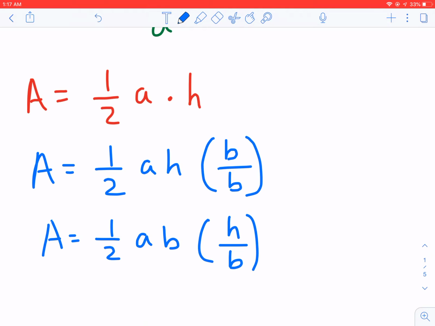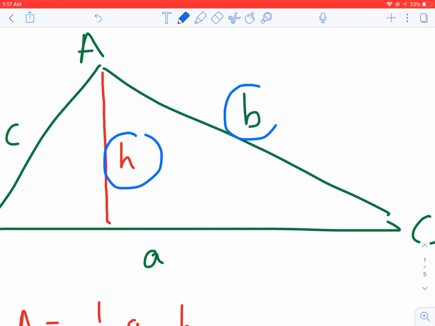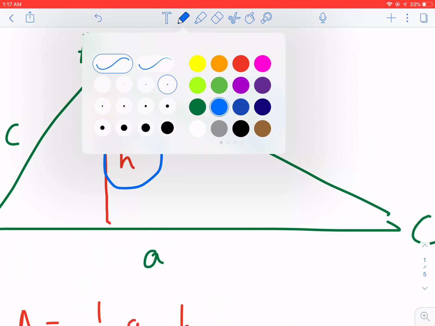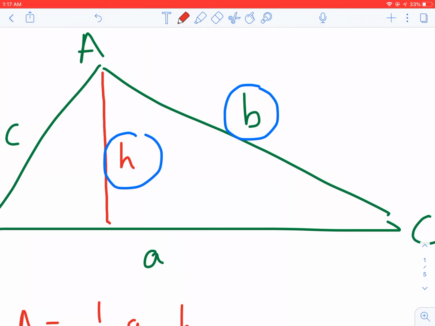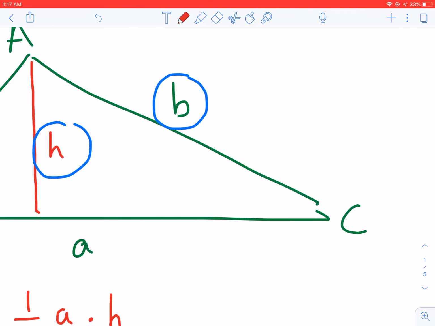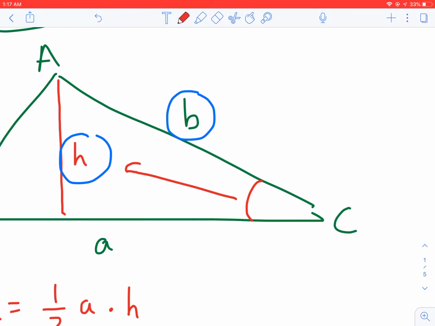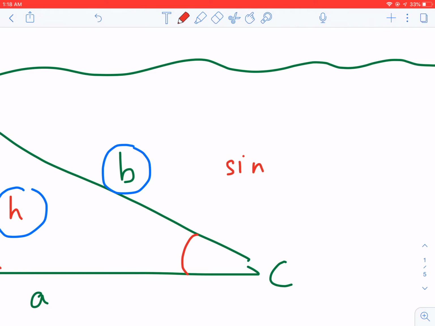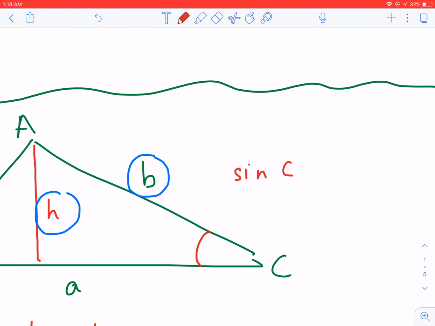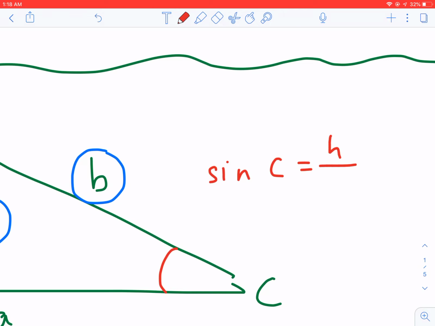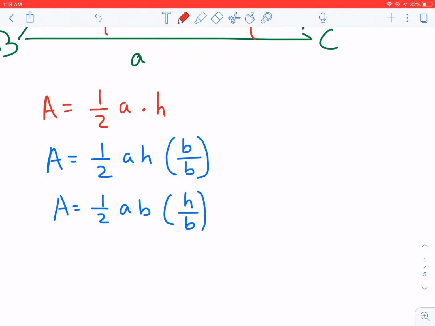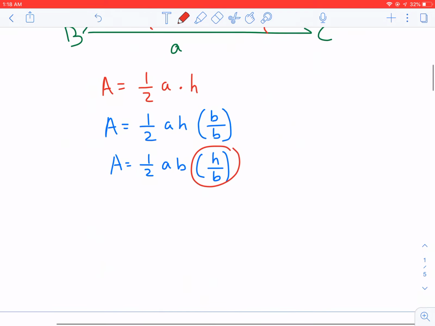So the reason I did this is this H over B, that's pretty interesting. Let's take a look. H is here and B is there. What is that ratio H over B equal to? Well, since we're doing trig, you're probably thinking something about trig, hopefully. And H over B, well, if I'm looking at this angle here, angle C, that is opposite over hypotenuse. So I can say that sine of the measure of angle C is going to equal opposite H over hypotenuse B. So I can replace H over B with sine of C.